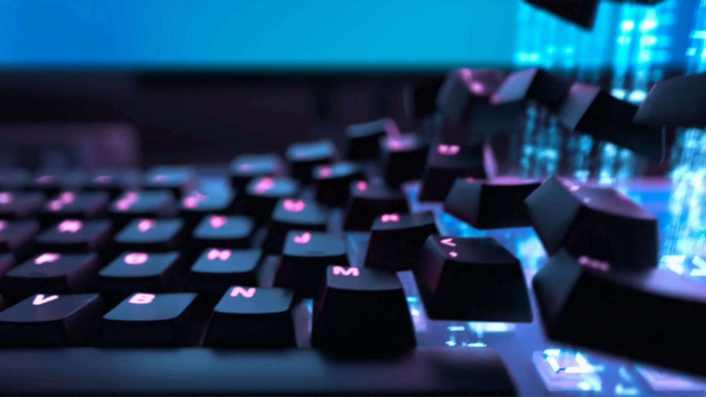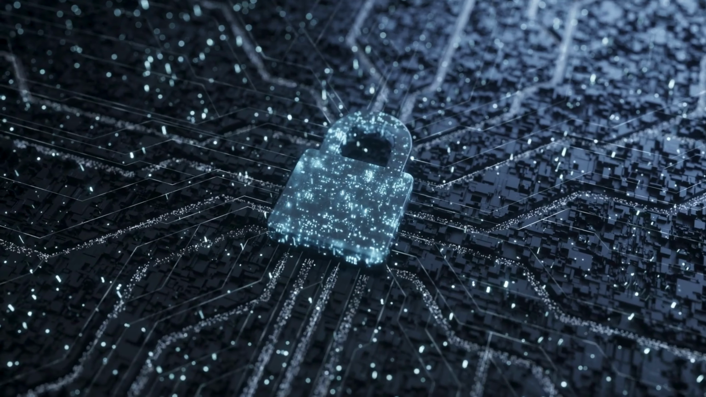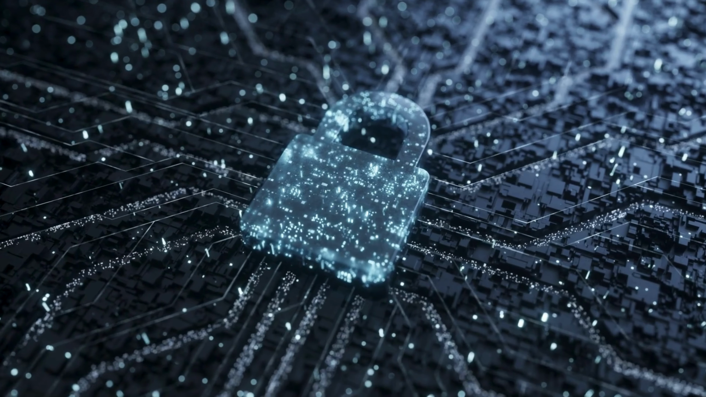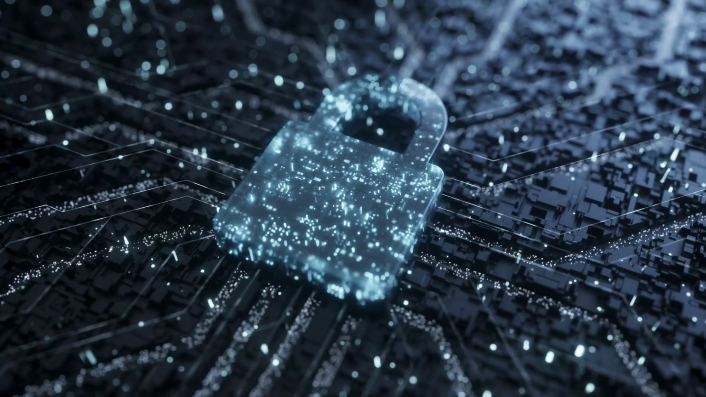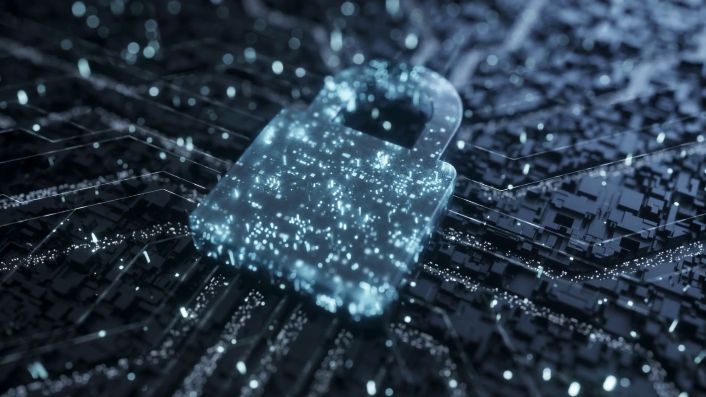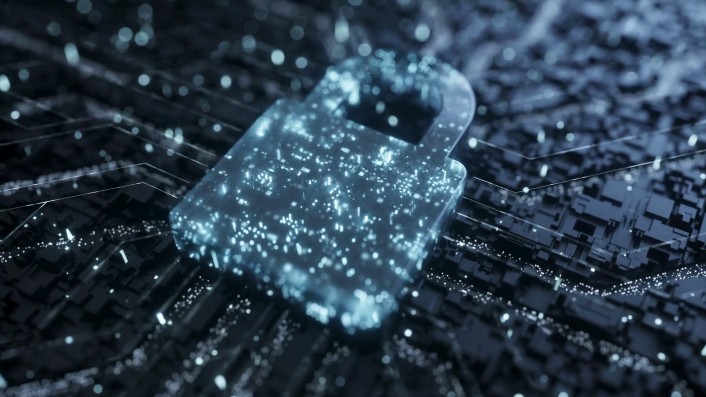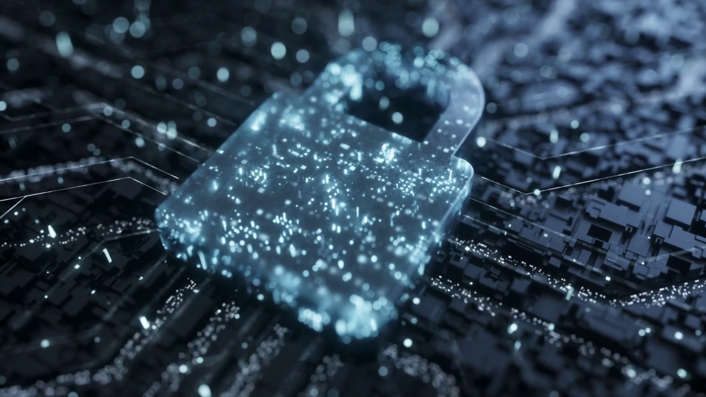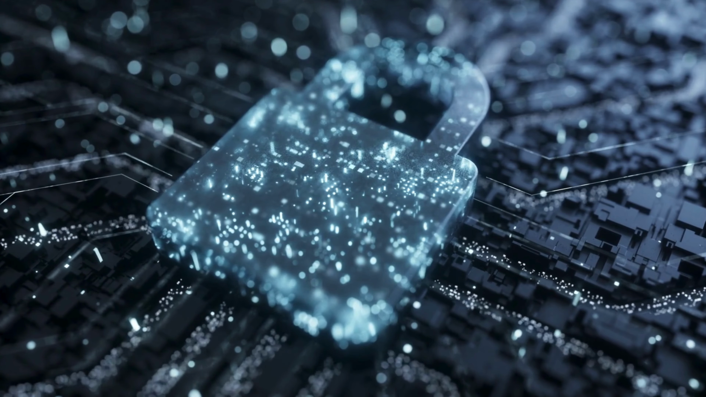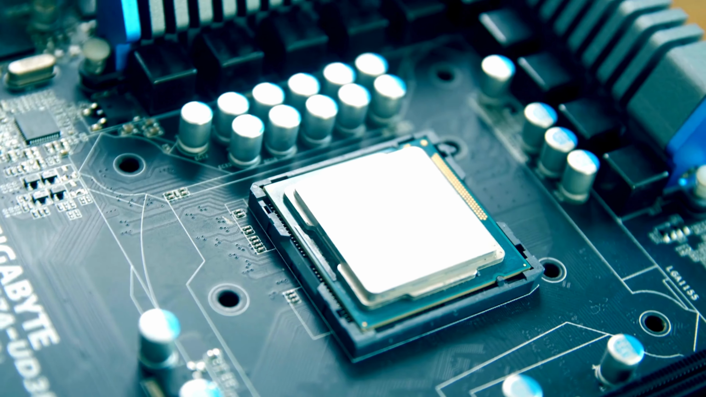The CPU provides computational power. RAM provides high-speed working memory. Together, they form the foundation of modern computing systems, enabling everything from simple web browsing to complex simulations and large-scale data processing.